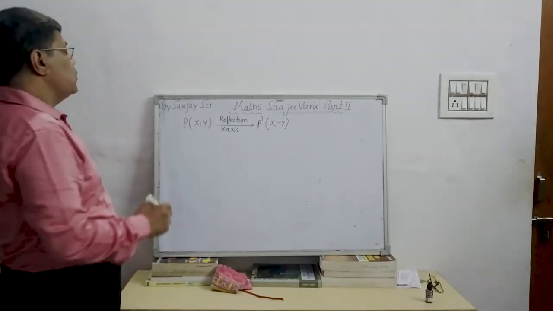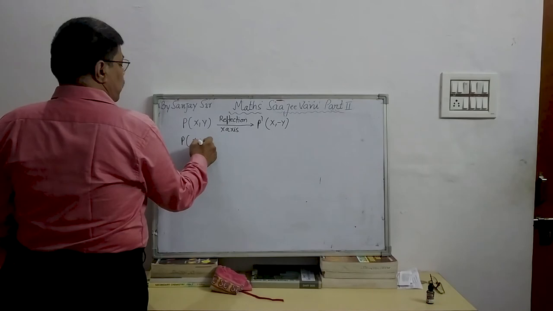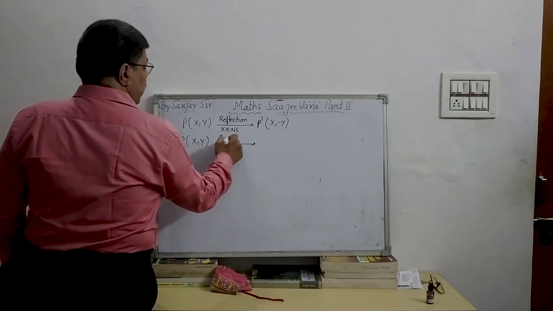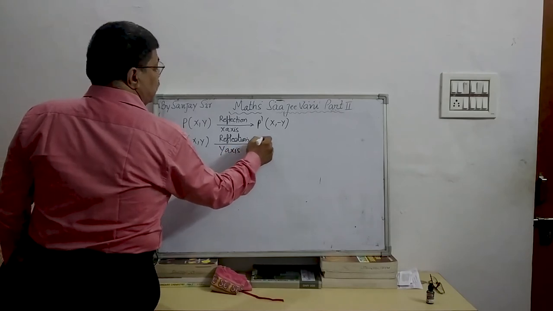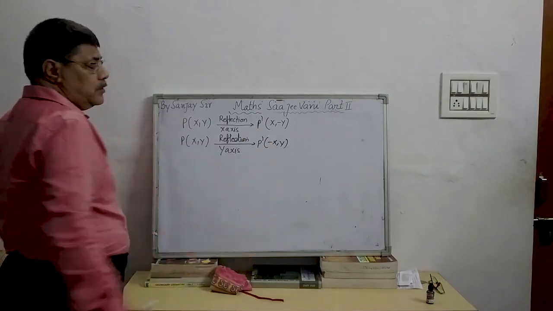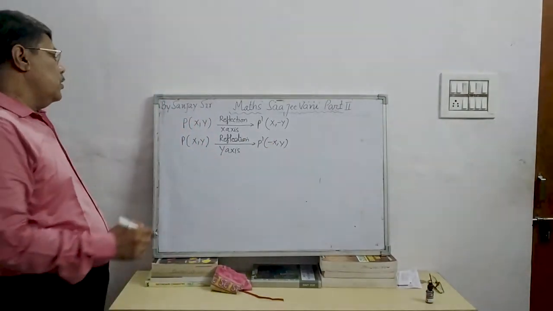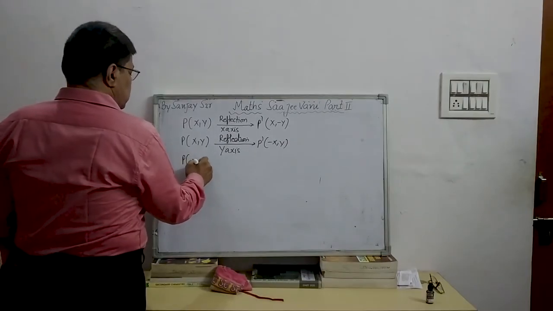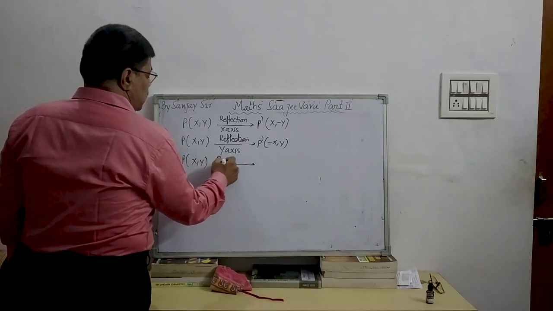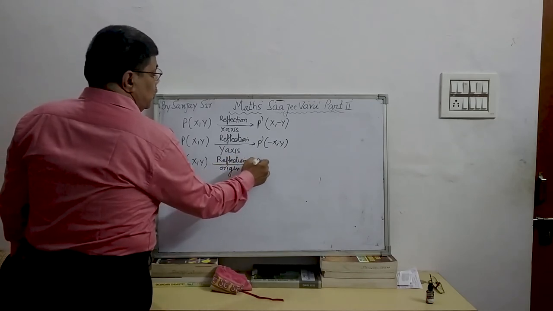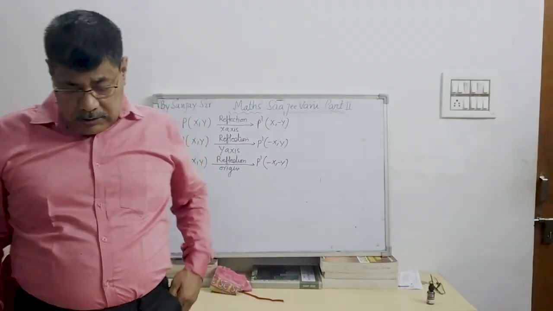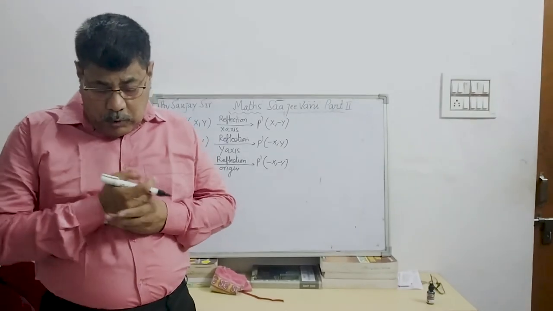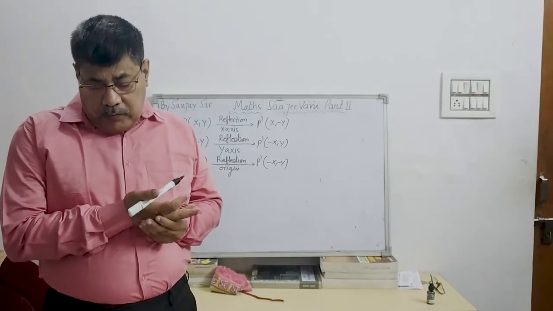Clear? Now, suppose reflection is through y-axis, then coordinates will be minus x, y. Its x coordinate will be changed. Clear? Okay. Next. Now reflection is through origin. So the point will be minus x, minus y. Both its coordinates will be changed. Clear, children?